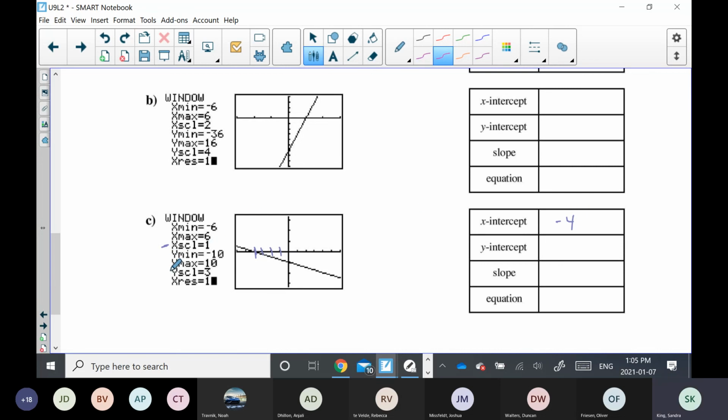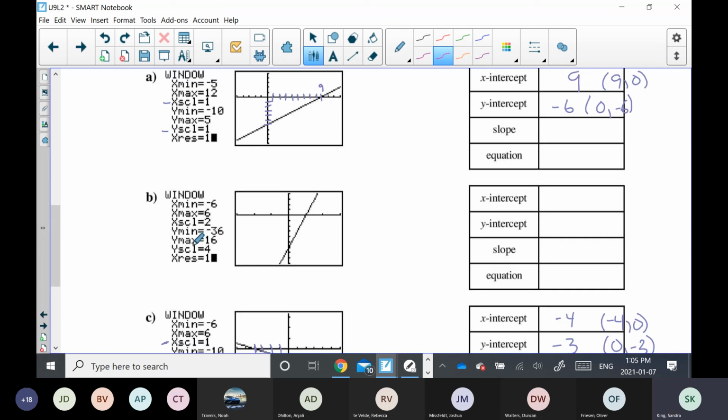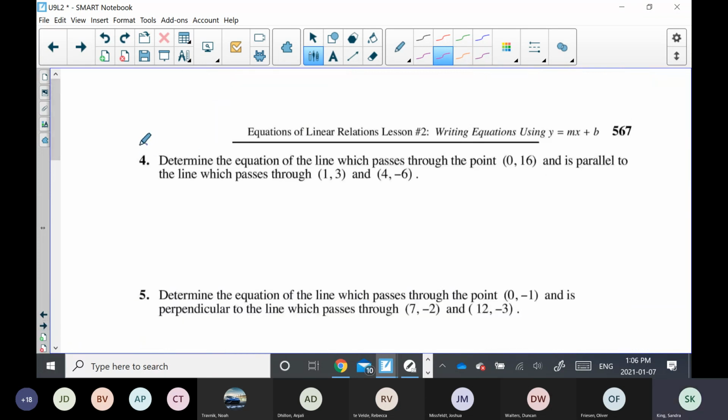For the y's, each hatch mark is worth 3. So if I was going up, it would be 3, 6, 9, but I'm going down. So -3, -6, -9. So that guy is -3. Oh, and then I should do this. -4, 0, 0, -3. Okay, so you're going to do B and C. So that's question 3. Question 4, we did one very similar to this. And question 5, we did one very similar, just determining equations of lines. So I'm going to stop the video.